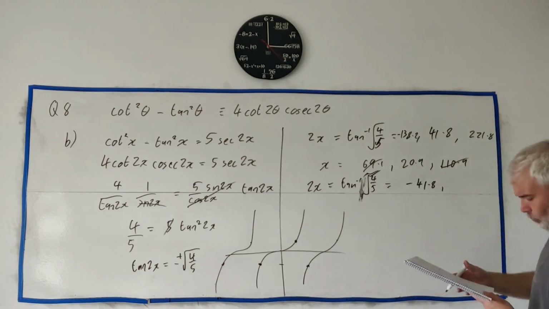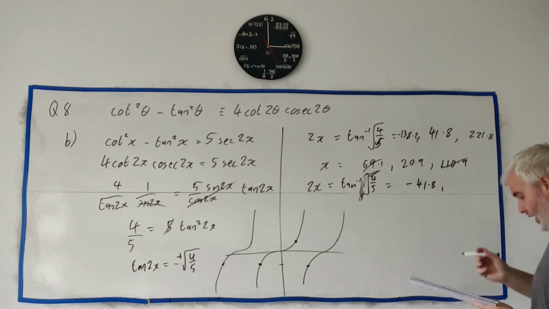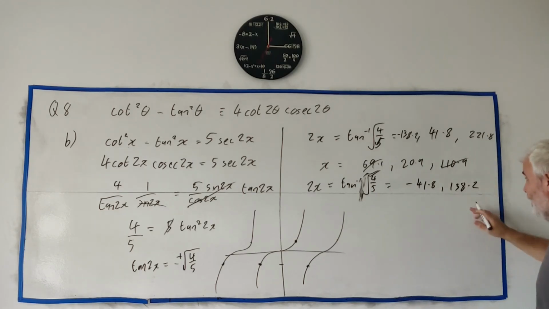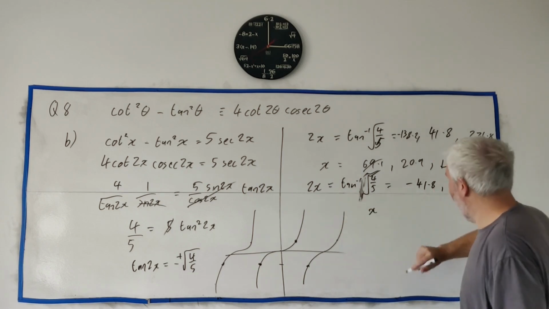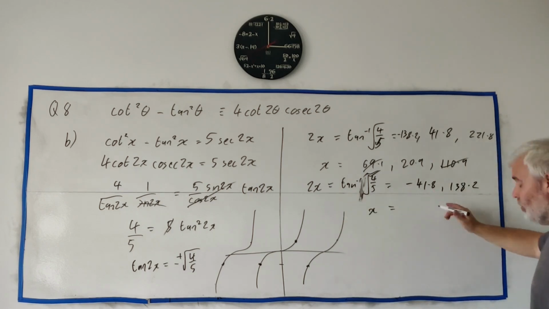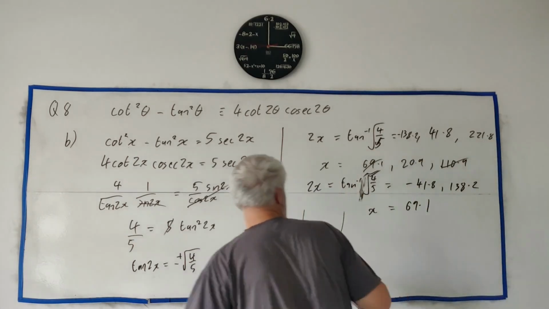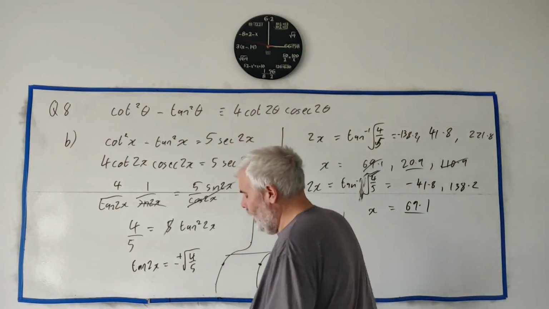Add 180 to that. We get 138.2. That's bigger than 90. Some students throw that away because of that. It's 2x here. Divided by 2 though, it's perfectly okay. It's 69.1. So there are two answers. This one here and this one here.